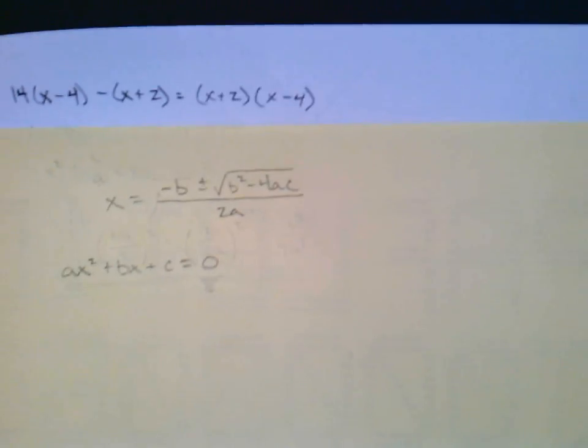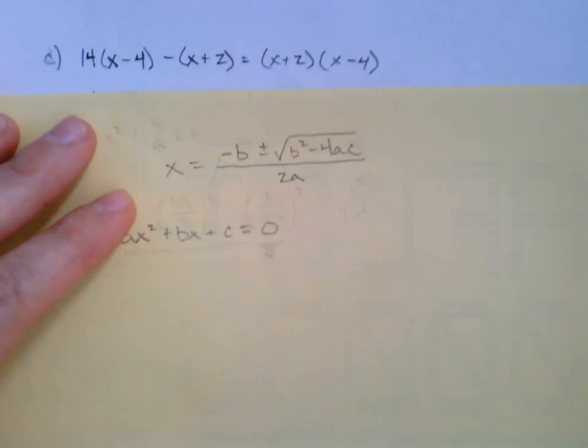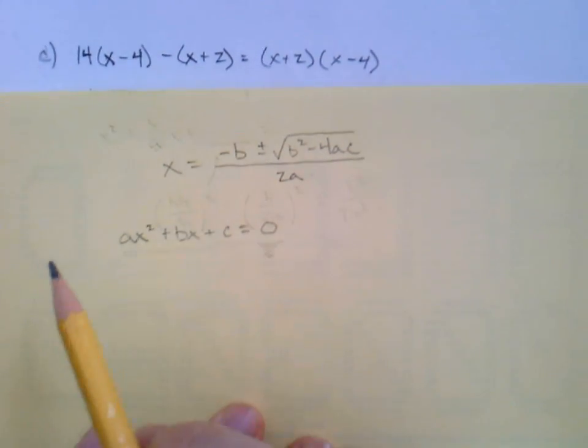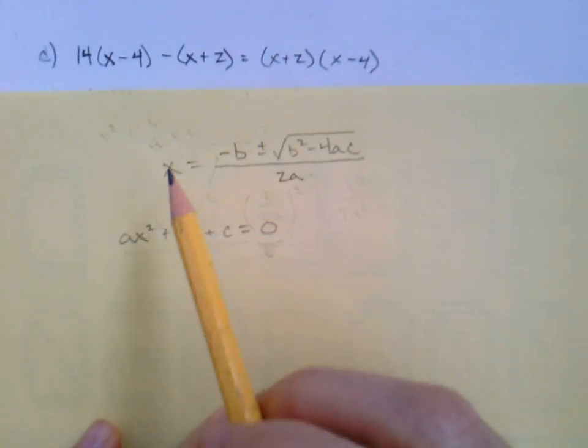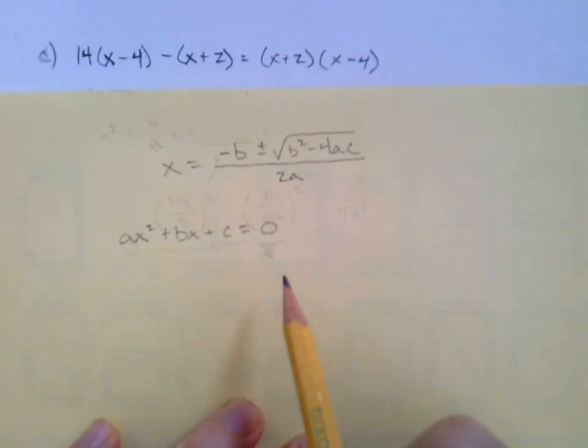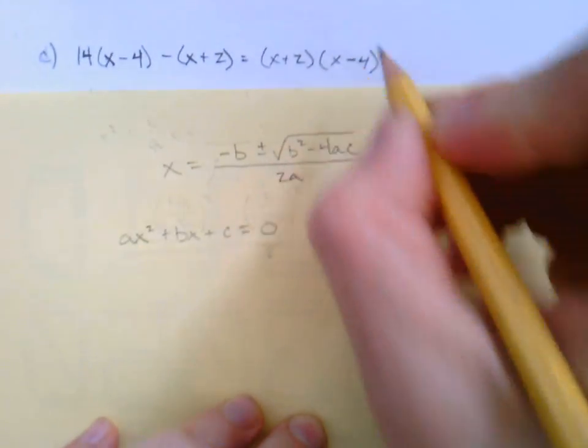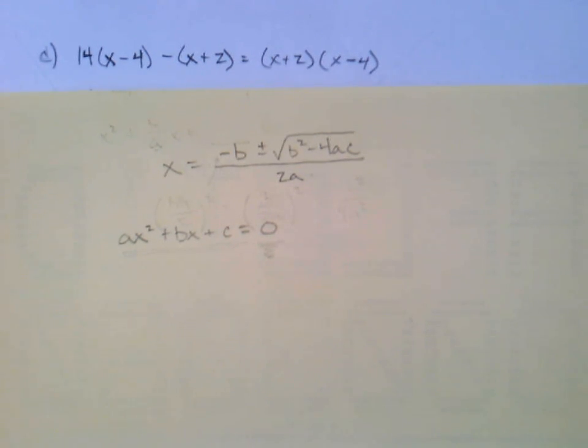Okay, I've got one more example for us. Something a little bit different, of course. Now, at first, this looks like a beast, but we're going to be able to clean it up really well. 14 times the quantity x minus 4 minus the quantity x plus 2 equals x plus 2 times x minus 4. Okay, wow.